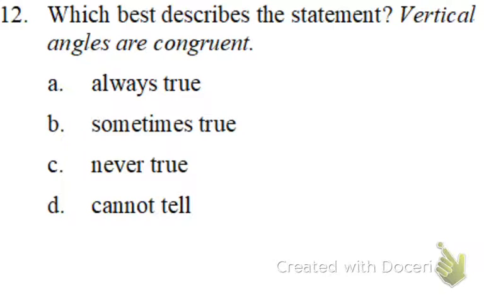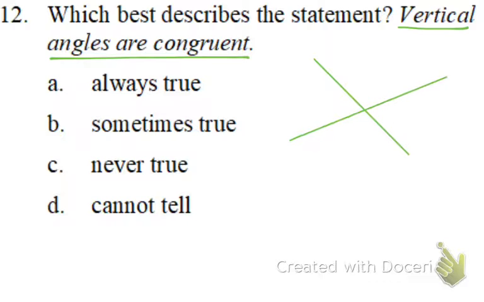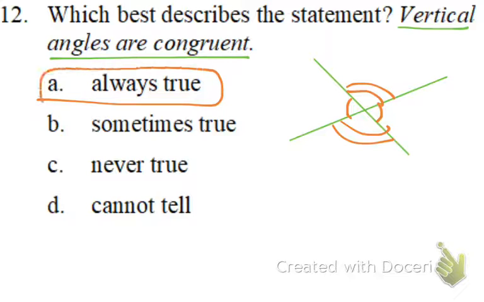Which best describes the statement? Vertical angles are congruent. Vertical angles are always congruent. Remember, vertical angles are opposite angles formed by intersecting lines. So these two angles would be vertical angles, they would be congruent. These two would be vertical and they would be congruent. That is always true.